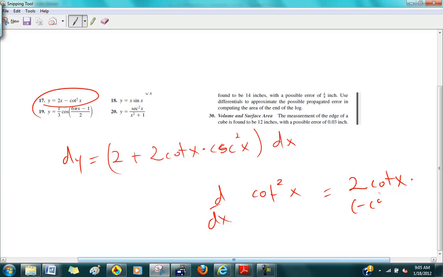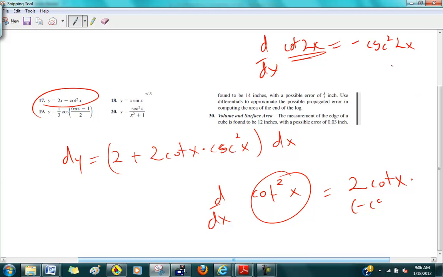Okay, let's go back and do d by dx of cotangent 2x. So now, this one here, there are really two functions. There's an x squared function and there's a cotangent function. This one here, there's only one function, it's just cotangent. So the derivative of cotangent is negative csc squared 2x times the derivative of the inside. What's the derivative of 2x? 2. Okay, so you're really using chain rule in different forms.